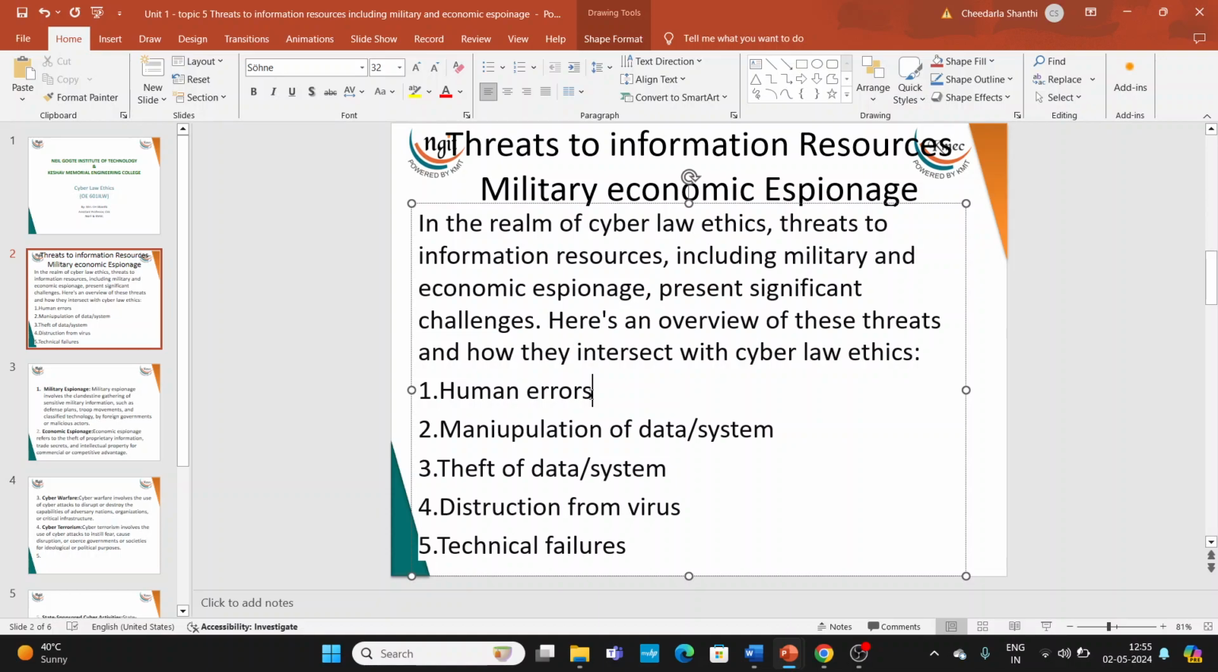Theft of data is the third point. In the theft of data, what happens is a deliberate attempt, using software.